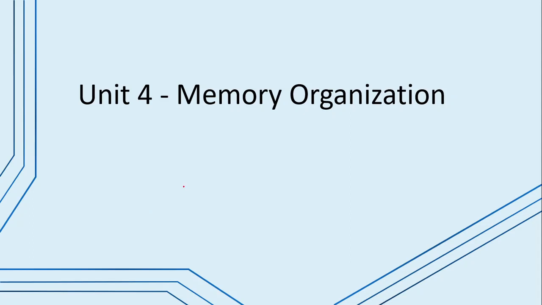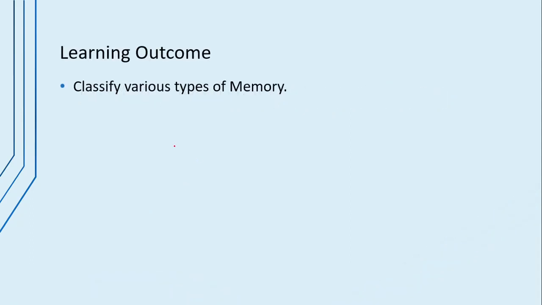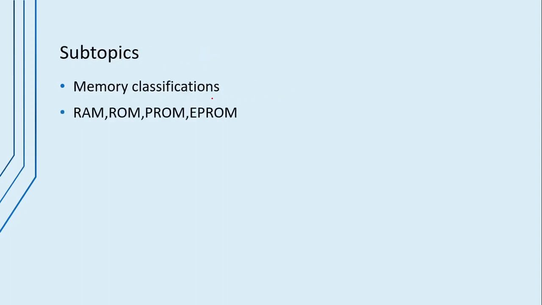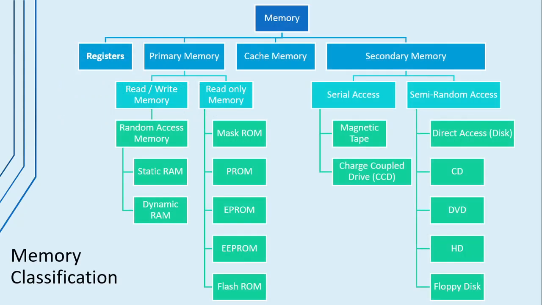Unit number 4, memory organization. The learning outcome behind this session is to classify various types of memory. Subtopics for today's session are memory classification and introduction, which means you will learn what is RAM, ROM, PROM and EPROM. So first we will see the memory classification.